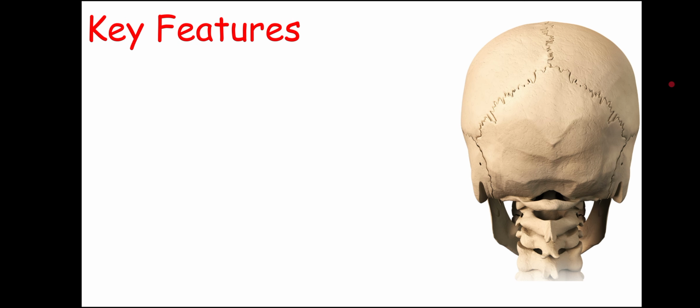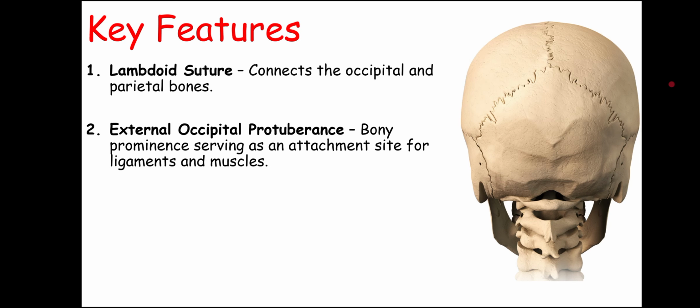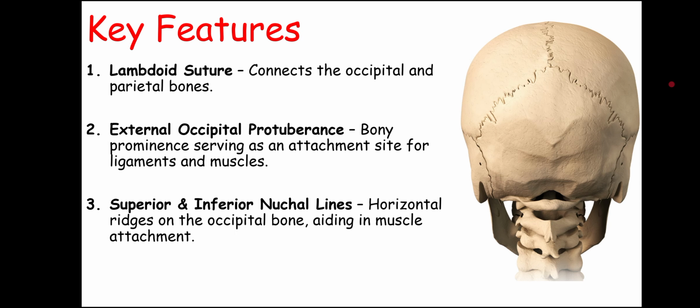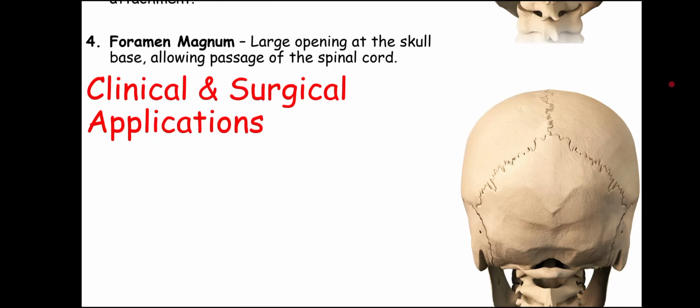Now let's talk about the key features of Norma Occipitalis. The first thing is lambdoid suture that connects the occipital and parietal bone. The second is external occipital protuberance, that is bony prominence that serves as an attachment site for ligament and muscle. The third feature of Norma Occipitalis is superior and inferior nuchal line, that is horizontal ridges on the occipital bone aiding in muscle attachment. Next feature of the Norma Occipitalis is foramen magnum, that is large opening at the skull base allowing passage for the spinal cord.